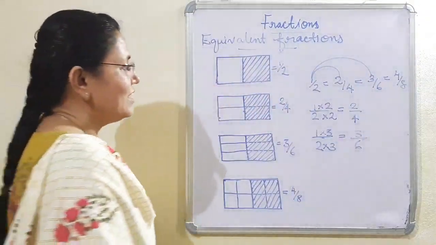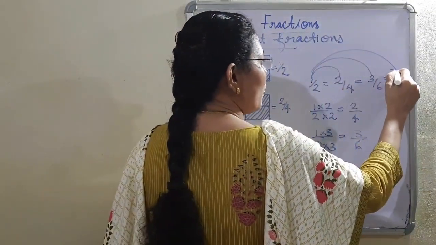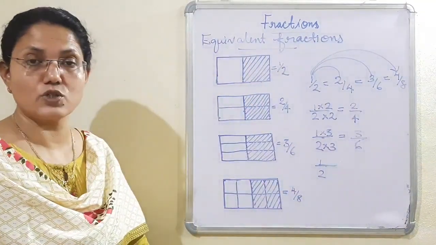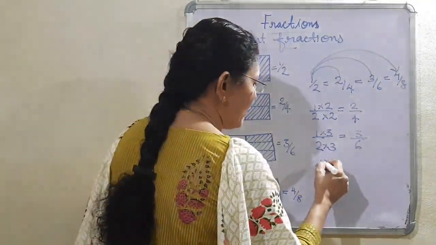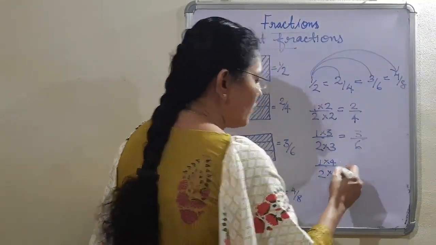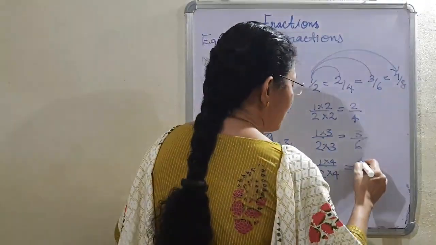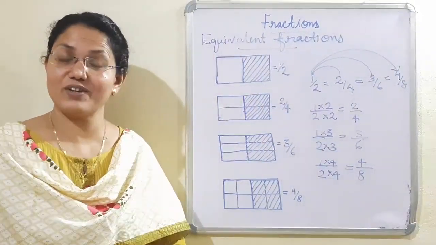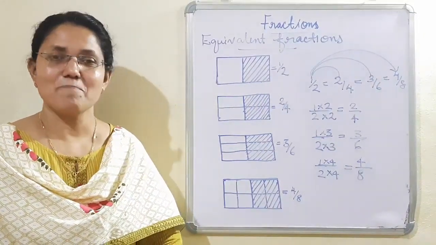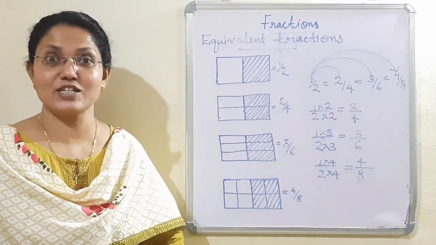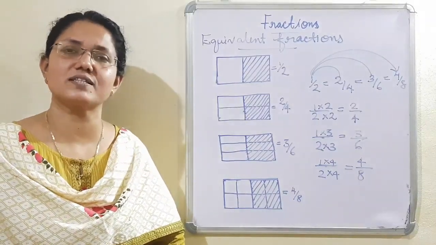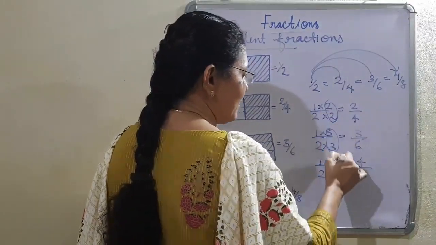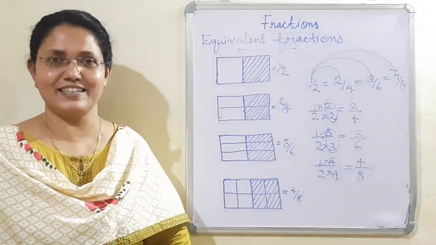Okay. Next, from 1 by 2 we can obtain 4 by 8 also. How? Write 1 by 2. After that, multiply its numerator and denominator by 4. Here also by 4. 1 into 4 is 4. 2 into 4 is 8. From this, what did you understand? How can we find equivalent fraction? Multiply the given fraction, its numerator and denominator with the same number. One condition only, you should multiply with the same number, both numerator and denominator.